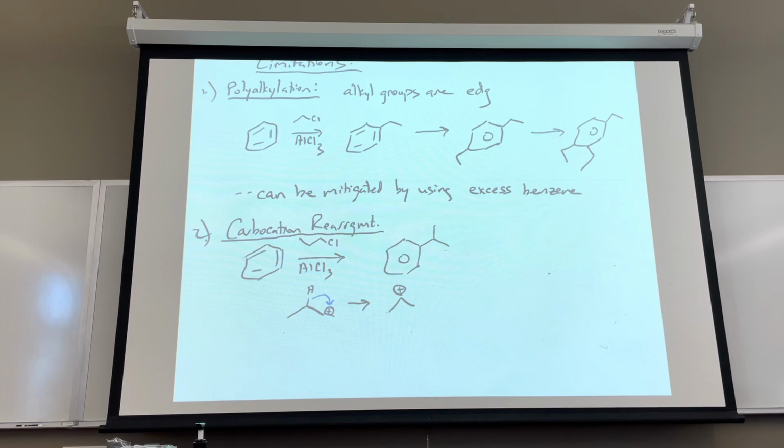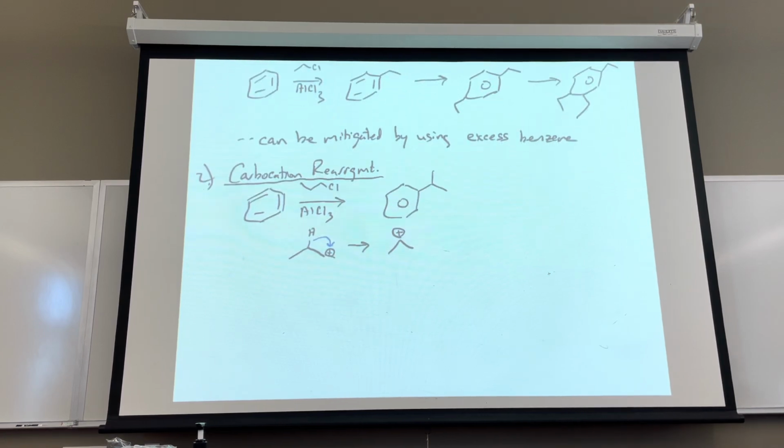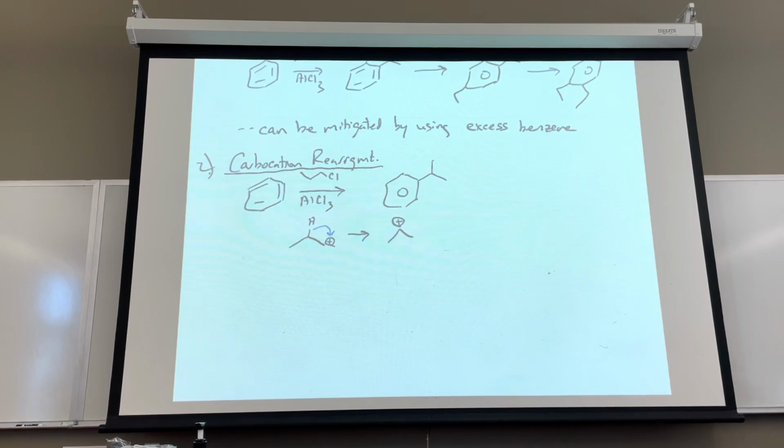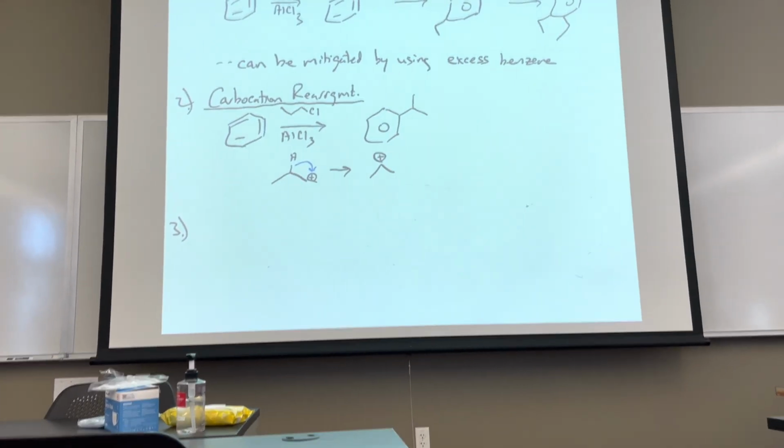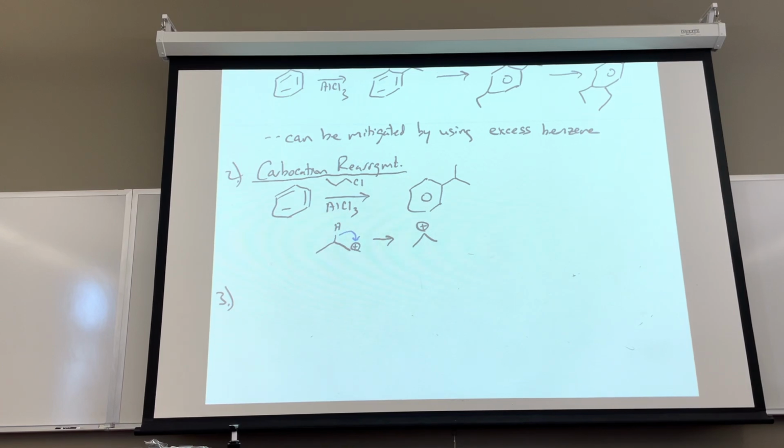All right. Any questions on this one? What if we want to make a propyl benzene? We cannot. Hold on to that question because we'll address it in the part B of these Friedel-Crafts reactions. We'll get to that in just a second. Okay, a third limitation is you can't do this reaction with strong electron withdrawing groups on the ring.